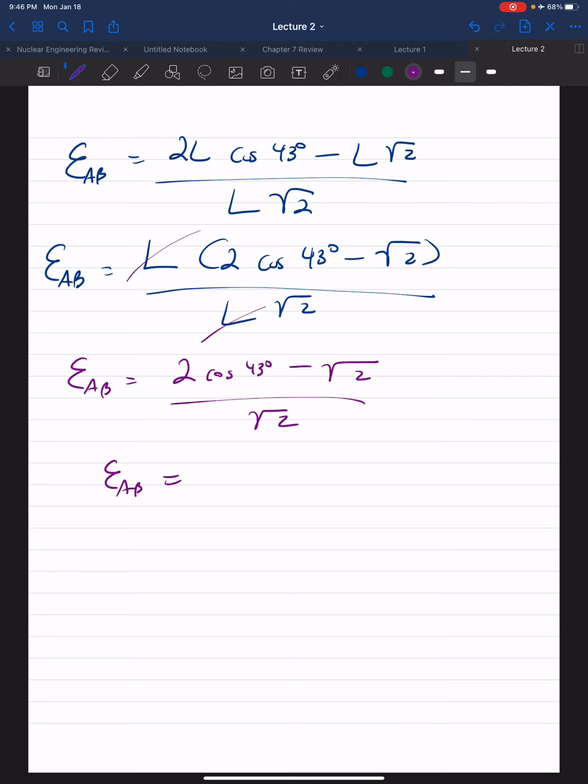Using your calculator, that comes out to be 0.0343. And that's the normal strain.